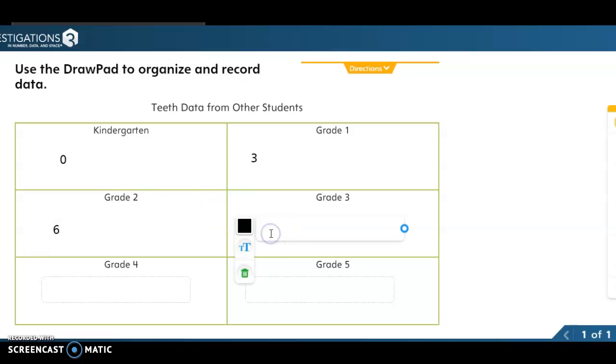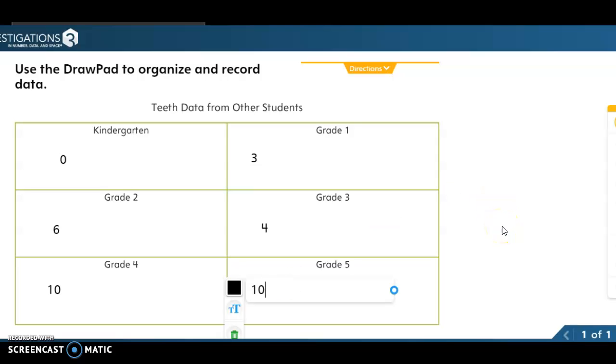Then I found a student that was in third grade. I asked the same question. How many teeth have you lost? And this student said 1. So I had to remind them that I wasn't just asking how many teeth have you lost in third grade, but how many teeth have you lost altogether. So we went back and changed that, and the number they gave me was 4. And then for a fourth grade student, I asked the same thing. I got the number 10. And then in fifth grade, I asked the same thing, and I got the number 10.